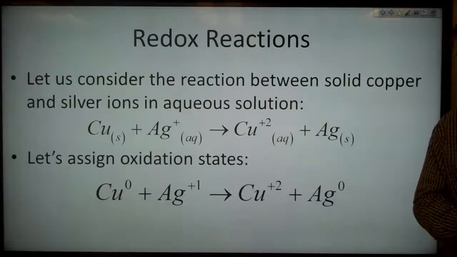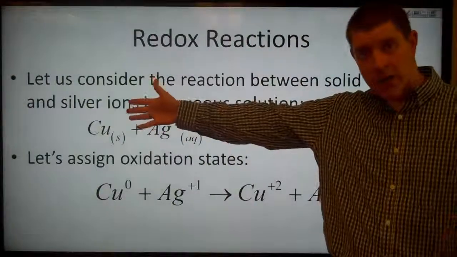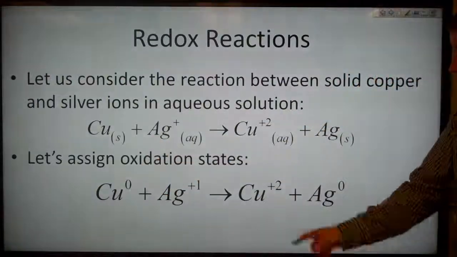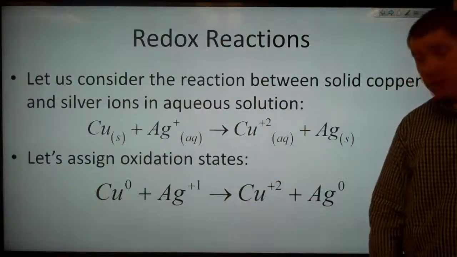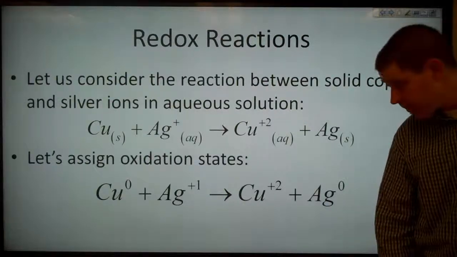So let's assign oxidation states. We know the copper starts out as a solid. That's in its elemental state. That means the oxidation state has to be 0. We know the silver has a charge of 1 plus. That means it has to have an oxidation state of +1.